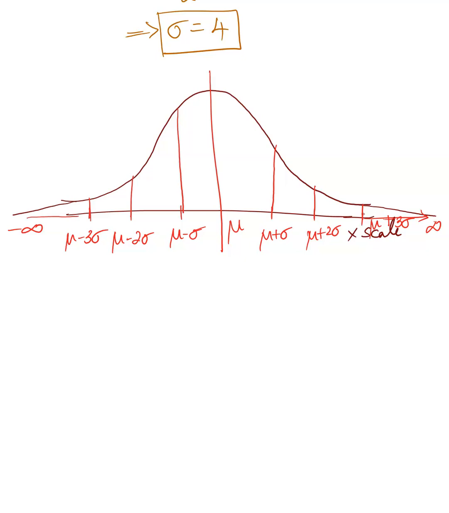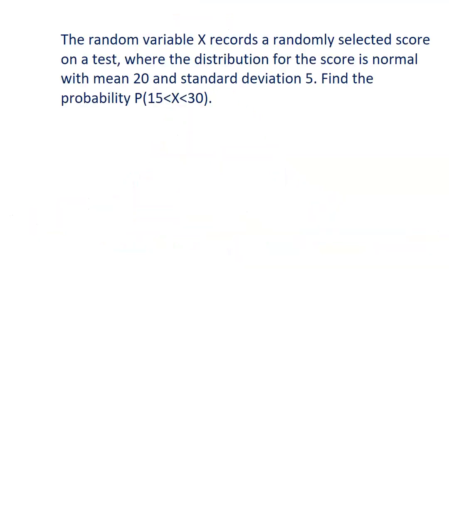So I'll do a problem showing manually how to do it, and then we'll do it on the calculator. A random variable x records a randomly selected score on a test where the distribution for the score is normal with mean 20 and standard deviation 5. Find the probability p of 15 less than x less than 30. Okay, let's look for some clues here. So the distribution is given to be normal with mean 20 and standard deviation 5. They're asking us to find the probability.